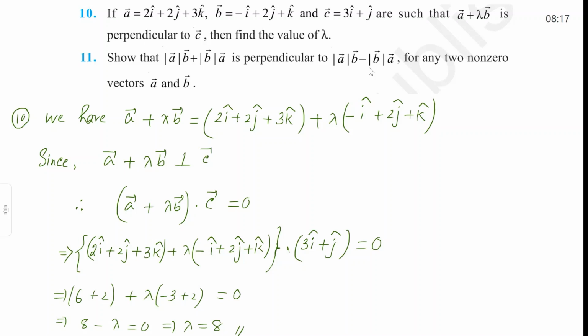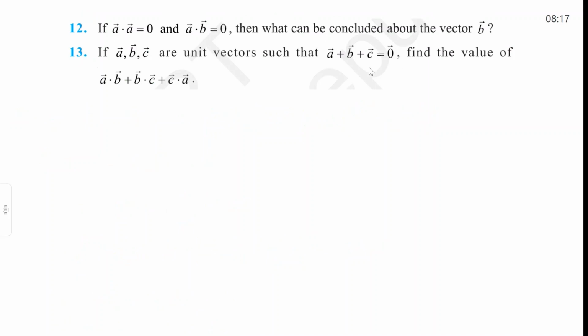Now we go to the next one, number 12 question. One more question, very important question. If A dot A is equal to 0 and A dot B is equal to 0, then what can we conclude for the vector B bar? It's a very simple question actually. If you have the dot product A bar dot A bar equal to 0, what is the conclusion? It will imply this vector A bar is equal to 0 or A bar is perpendicular to A bar, and this is not possible because the same vector cannot be perpendicular to the same vector. So A bar is the 0 vector.